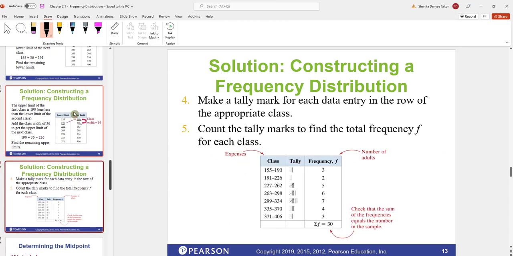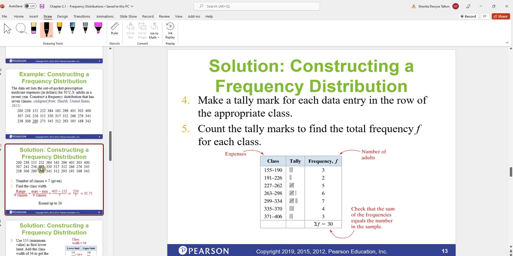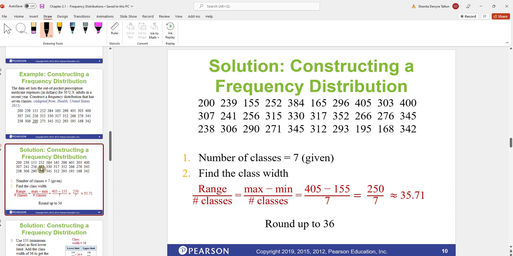So basically I have my classes. And now what you do is go through the data set and determine which data values fall within each class. If you look at this first class, 155 to 190, I have 3 tally marks because 3 data values fall within that class. If we go back to the data set, I know 155 falls in there, 165, and we got a 168. Those are all the data values that fall within the first class.